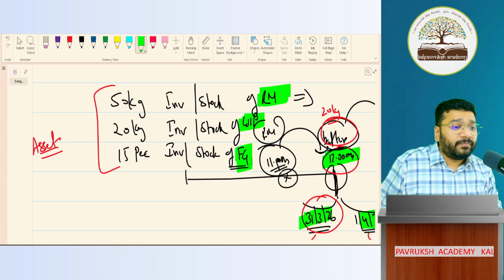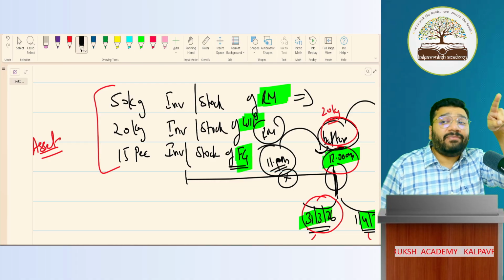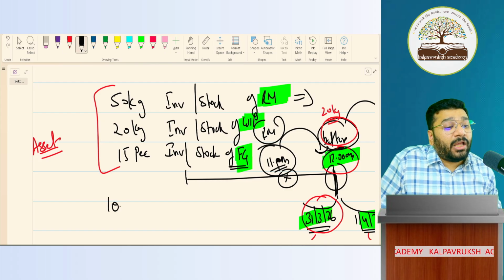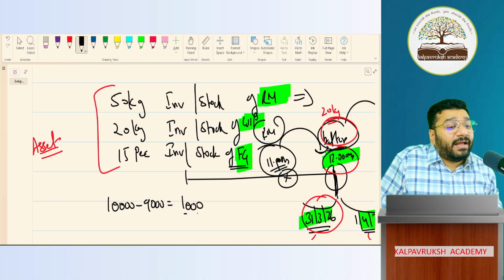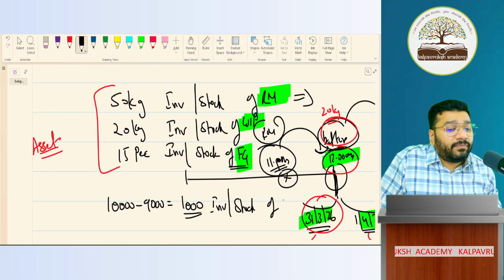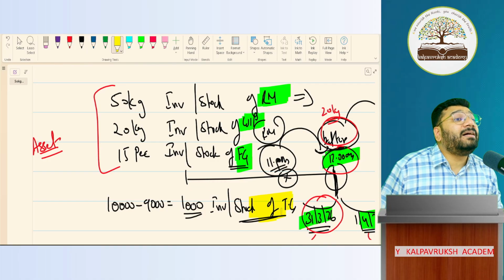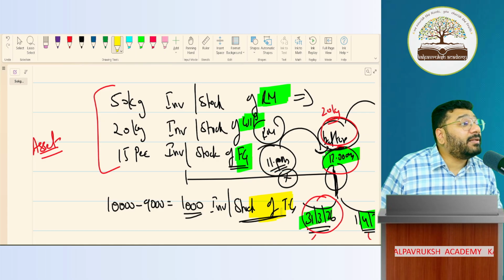Likewise, a trader can have inventory of traded goods. I gave the example, no? We purchased 10,000 mobile phones. Of that, 9,000 sold. How much is unsold? 1,000. This is called inventory or stock of traded goods. And this belongs to whom? The trader. Got it, not got it?